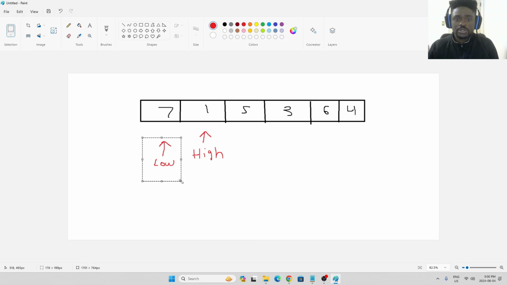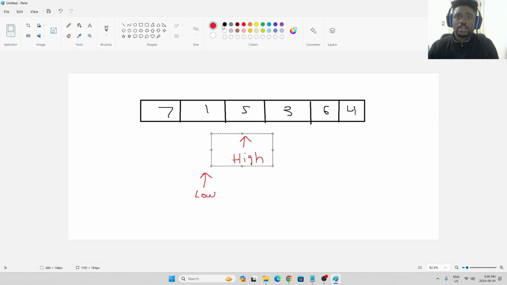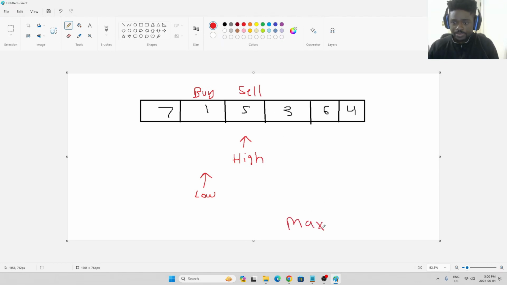So to do that, we just put low over here and we repeat the same checks. Now in the next iteration, when we compare 1 and 5, we see that 5 is greater than 1, so we have a possibility to attain a profit. So at this point, this is when we can actually buy low and sell high. By doing so, we get a max profit of 4. Why? Because 5 minus 1 is 4.